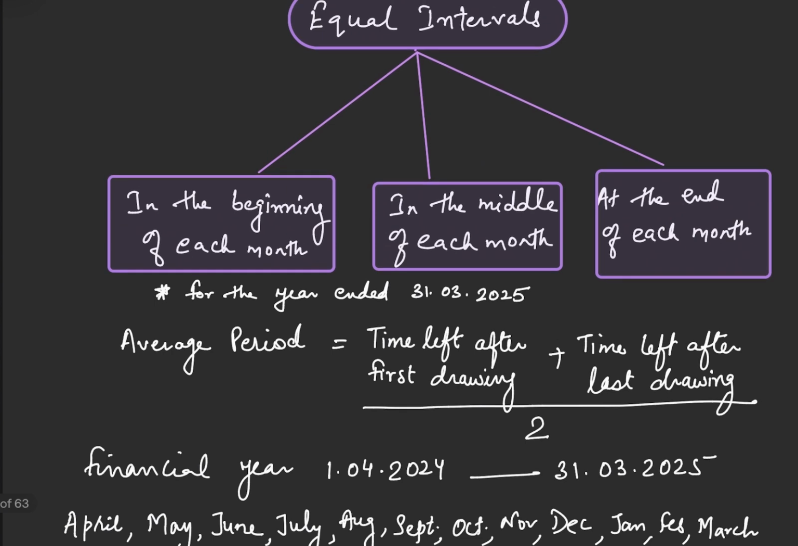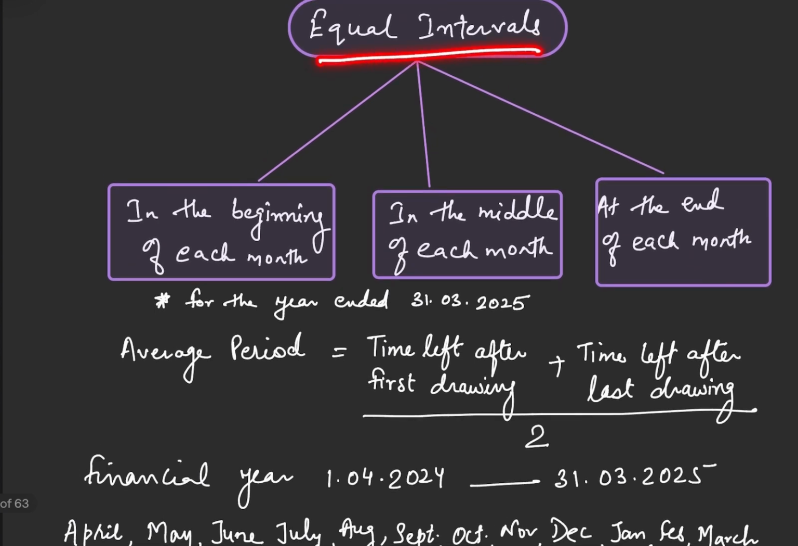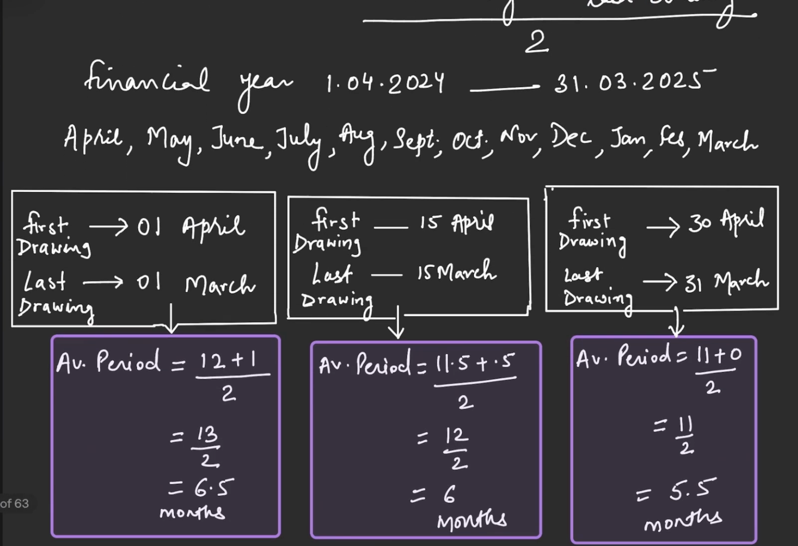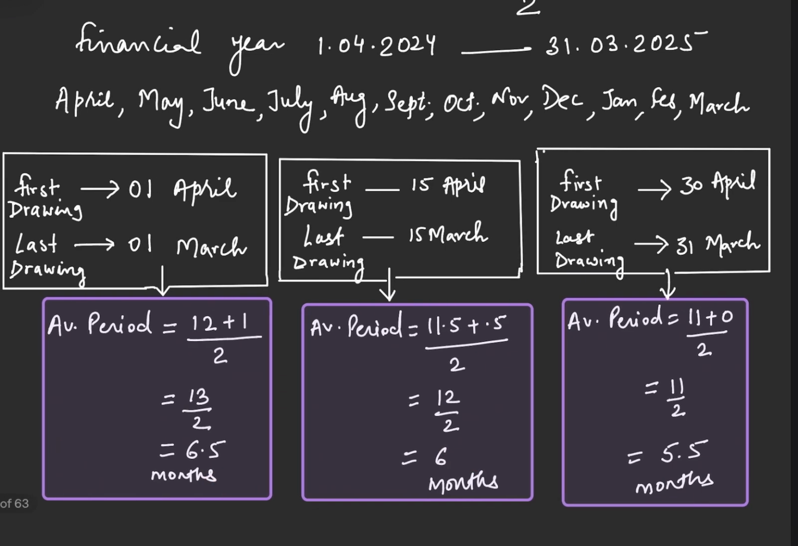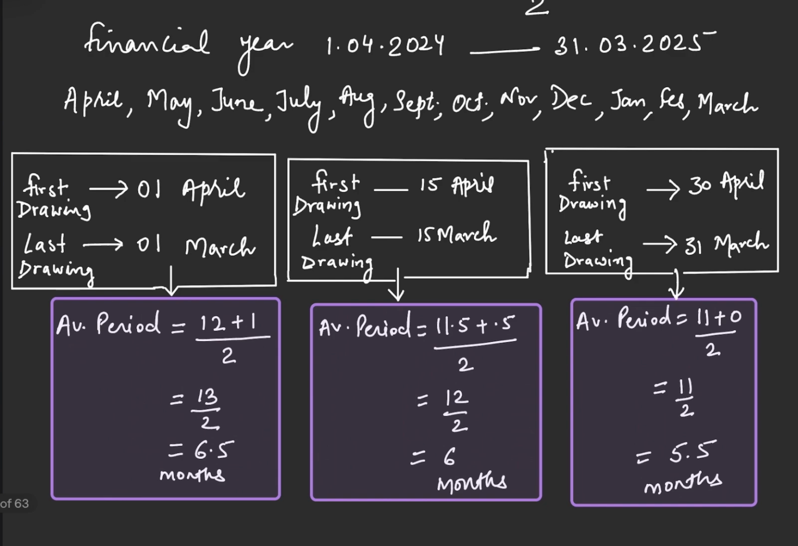In this case, what we have learned is that if the equal intervals are there, it can be in the beginning of each month, in the middle of each month, and at the end of each month. What was very important to know is how we find the time left after the first drawing and how we calculate the time left after the last drawing. We have calculated the average period as 6.5, 6 and 5.5 months respectively for these cases.